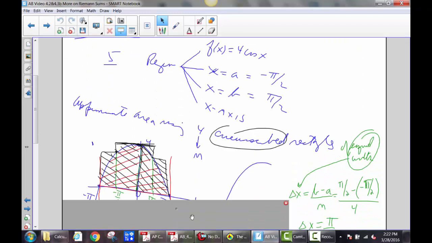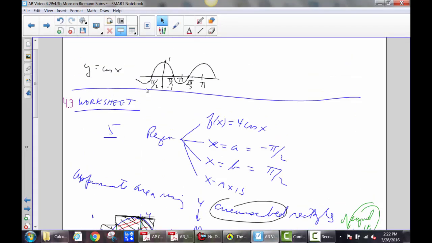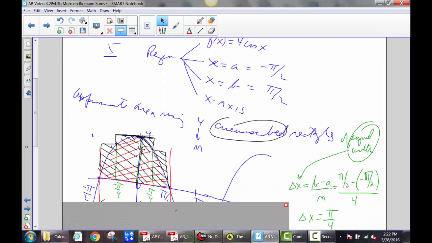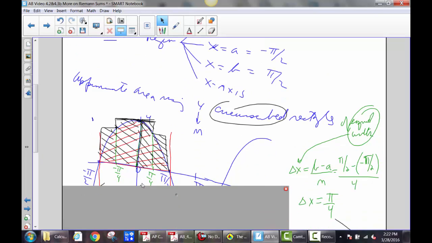Okay. So here's the graph. Of course, here's the graph of y equals cosine x, and we're looking at it between negative pi over 2 and pi over 2, so it's this region right here. Okay, so we're looking to find the red region. Now we're going to take that and we're going to divide it into 4 rectangles.